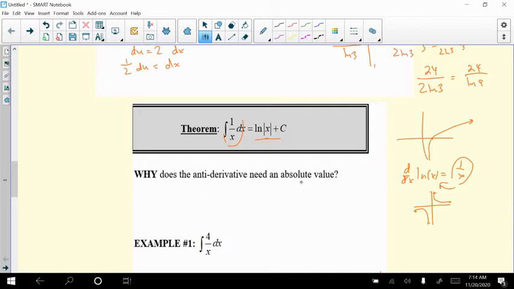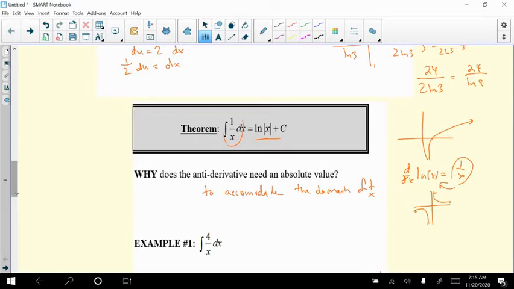So why does the antiderivative need absolute value? To, I guess, accommodate the domain of 1 over x. And so for both of them, it can't be 0. You can't divide by 0. You can't take the natural log of 0. But if you do ever have a negative, just make it its positive value.